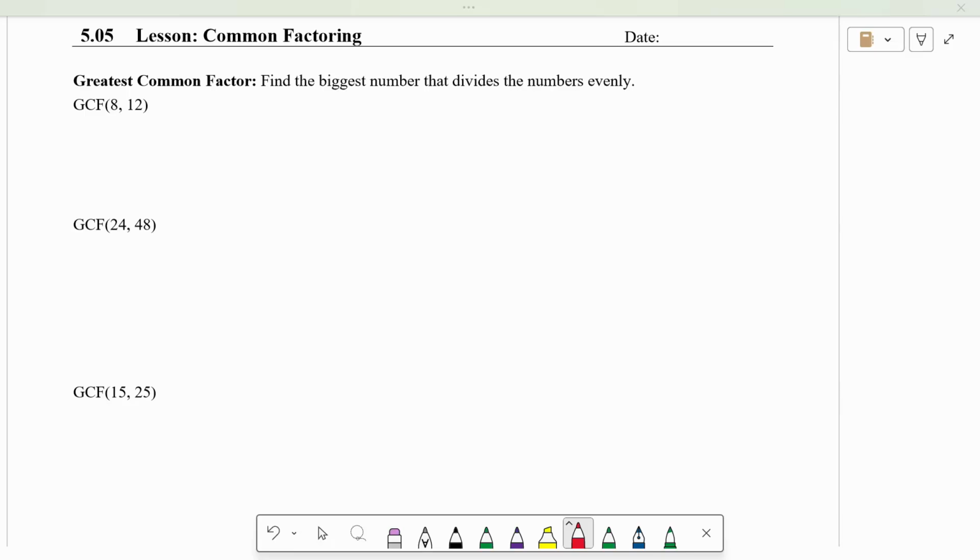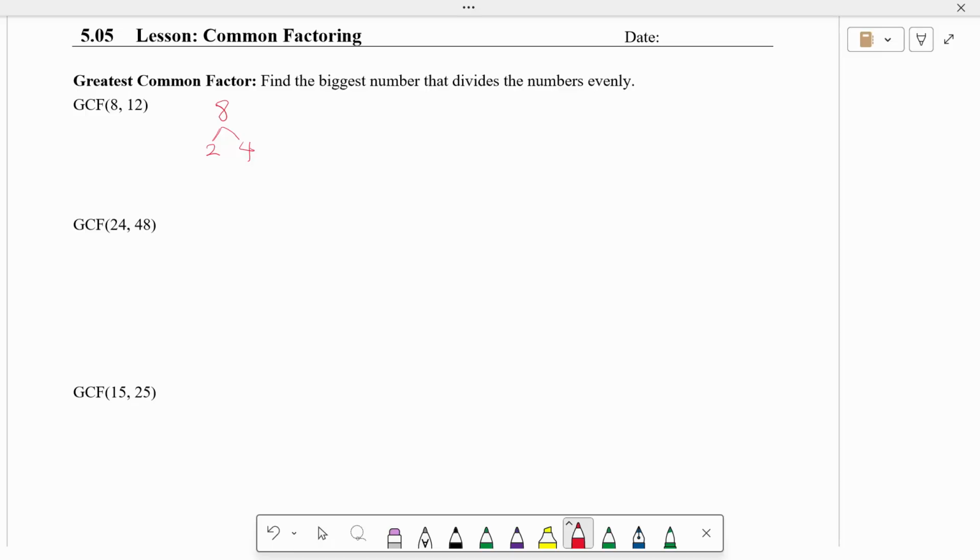All right, so what I'm going to do here, if you know your multiplication tables, this should be fairly easy. However, I'm going to break it down into a tree here. And what I'm going to do is break down 8 into its prime factors. So what can we divide 8 by? We can divide 8 by 2, right? So 2 times 4 is 8.